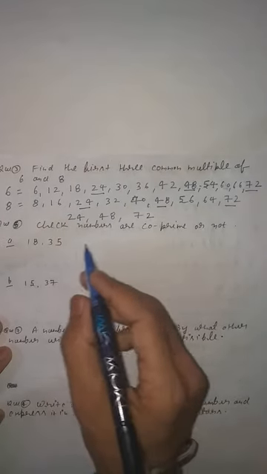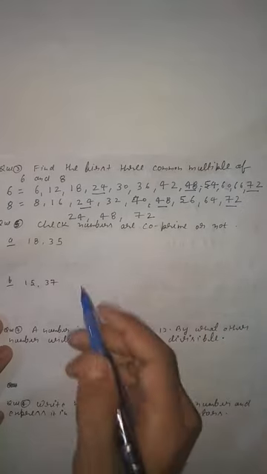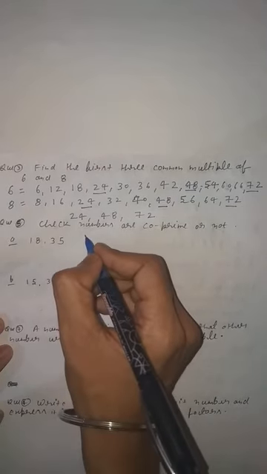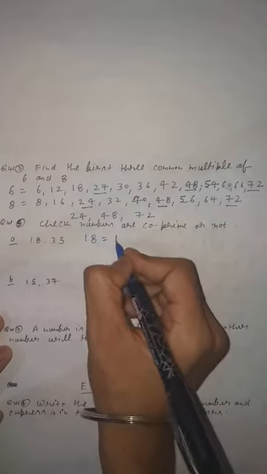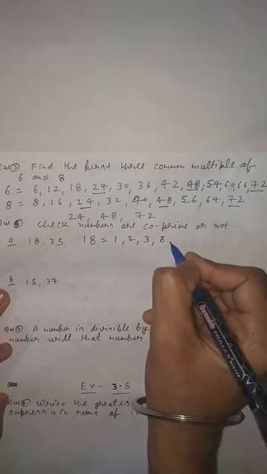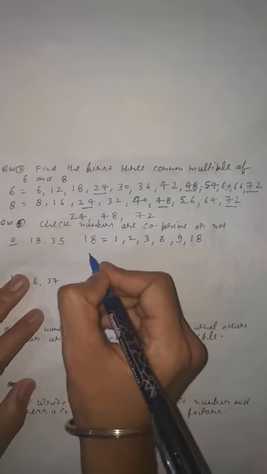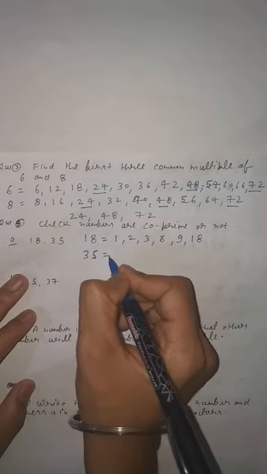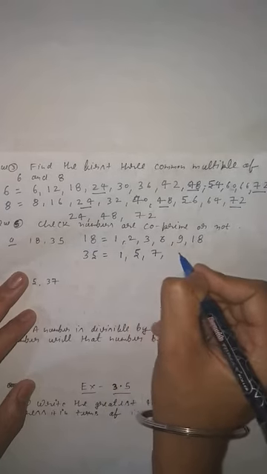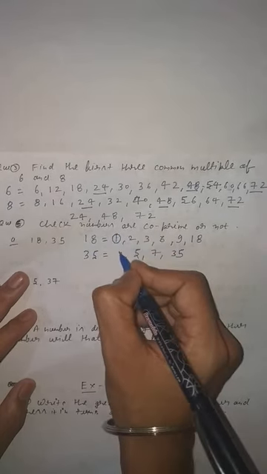Now check, next question is check whether the numbers are co-prime or not. This is question number 5 and other questions are based on this, so you can solve. So co-prime means whose common factor is only 1. So first we will write down the factors of 18. 18 is 1, 2, 3, 6, 9, 18. Clear, students? And 35 what? 35 is 1, 5, 7 and 35. Now you can see here only 1 is the common factor.